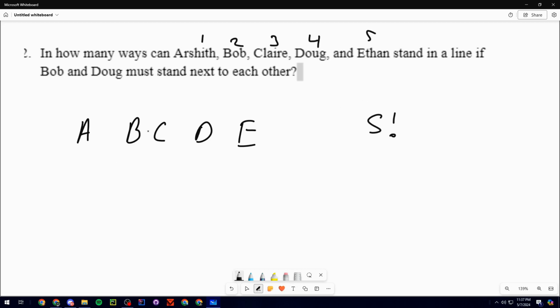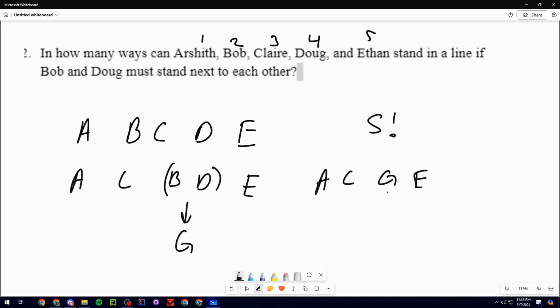But think of it this way. If they have to be sitting next to each other, say you have A, C, B, D, E. You can actually just group these together, right? Literally just group B and D together and call them, I don't know, G, something like that. G for group. Now you can just have A, C, G, and E, right? And it doesn't matter because if we find out how many different ways there are to order this, we guarantee that B and D are together. So that's 4 factorial different ways.